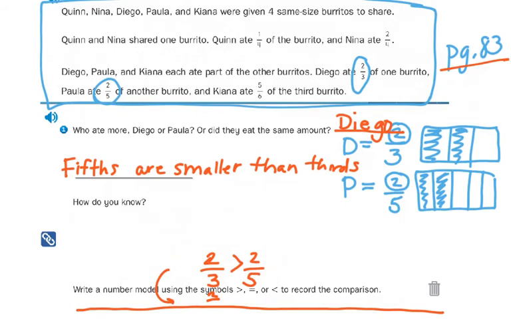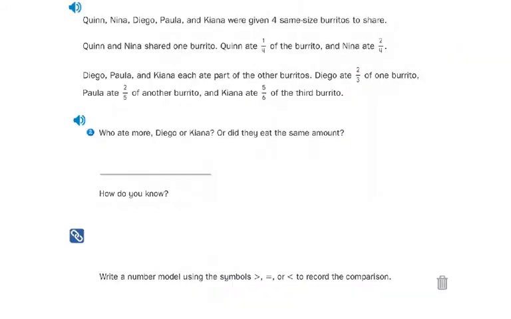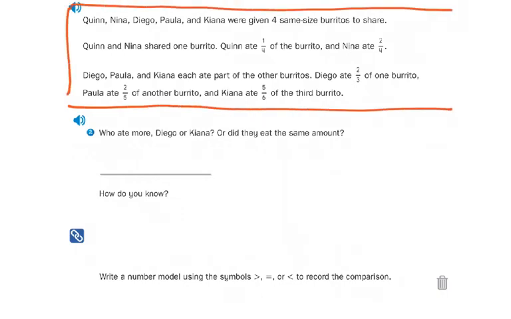Again, think if you were really hungry and you were at Chipotle, but you couldn't eat a full burrito, I'd sure want to eat 2 out of 3 pieces than 2 out of 5 if I were hungry. Now, looking at number 2, I still included the same information, so I could refer to it up here. Yours is at the top of journal page 83.